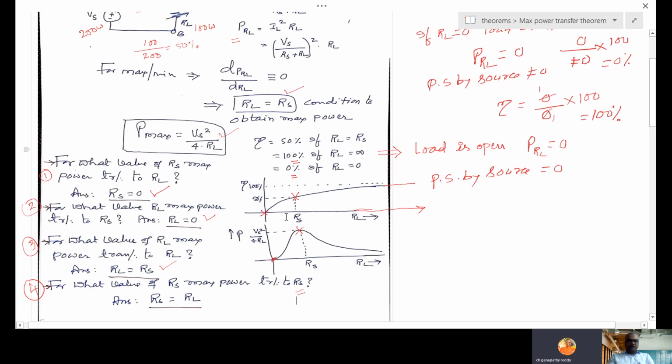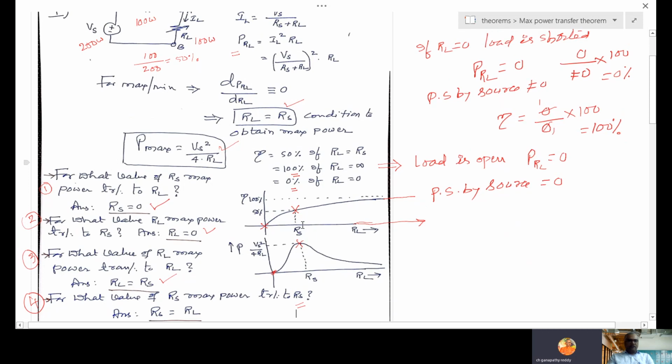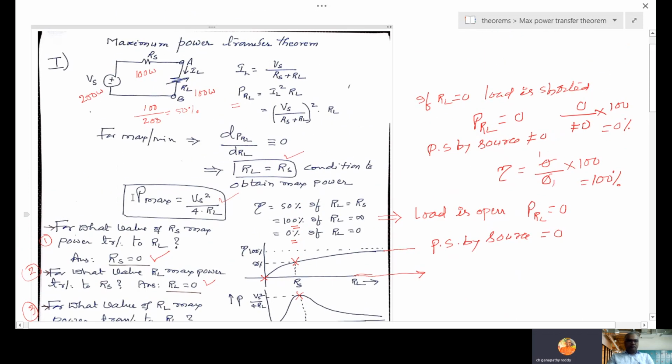Efficiency is very important. How these plots are obtained is important. And this condition you have to remember. And this P maximum formula is also important to remember. And all these things come under case 1. What is case 1's speciality? It is a DC source. DC source Vs, resistance Rs, and the load is also DC. DC load.